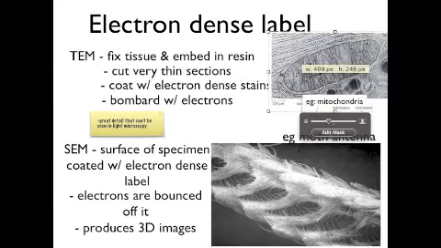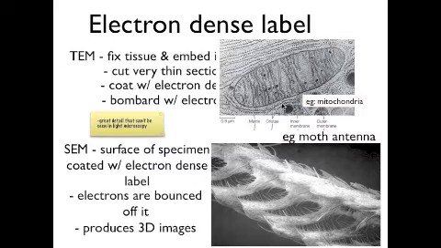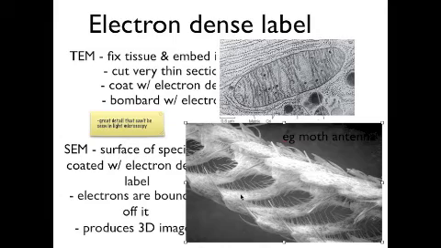However, these images aren't 3D, but it's still pretty good. So we also have SEM, which is scanning electron microscopy, in which the surface of the specimen is coated with an electron-dense label. These other electrons are then bounced off of it, producing 3D images. In this case, we can see the moth antenna, and we can see it's pretty detailed. It is 3D, and it's very good imaging.